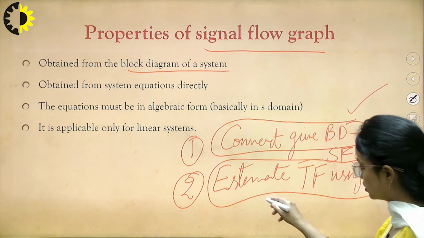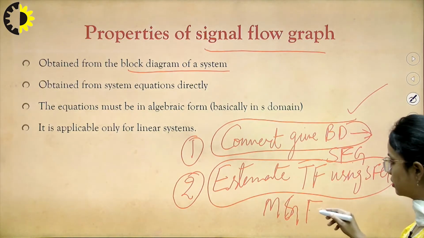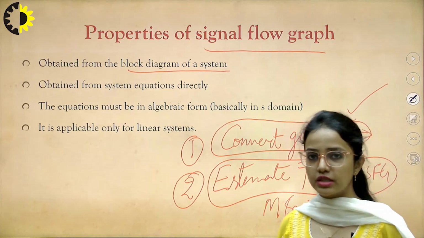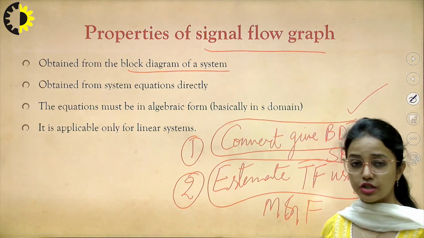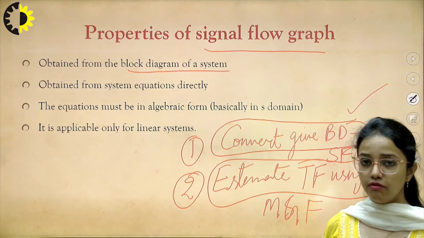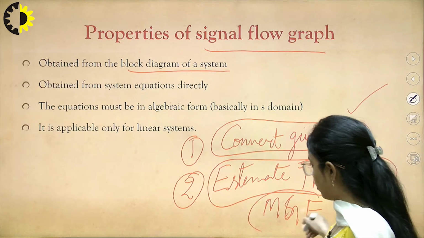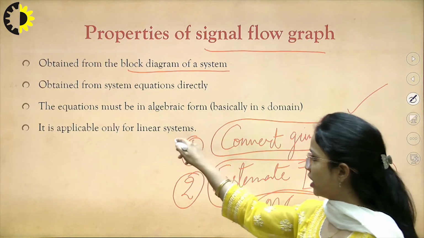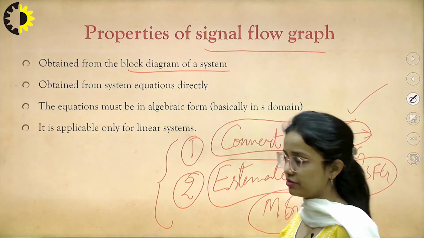Here we will use Mason's gain formula. So to estimate the transfer function, we simply have a formula here. We do not need to reduce it. We do not need to know the reduction techniques. So we just need to have the implementation of the formula. Here, Mason's gain formula. So generally we have two kinds of questions that can be framed from signal flow graph.